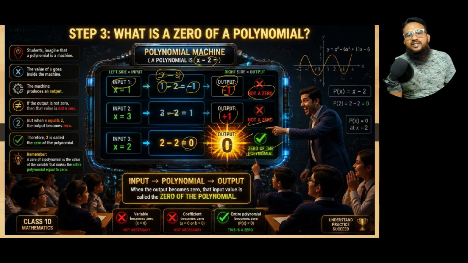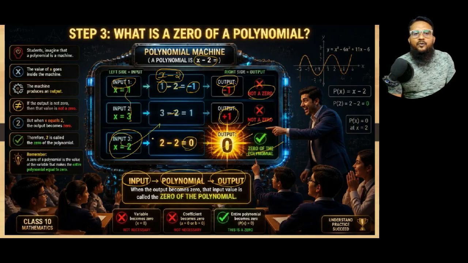Then I change the value of x to 3. 3 minus 2 becomes a positive 1. It is not a 0. Then I changed x value to 2. Then 2 minus 2 becomes 0. Output is 0. So the zero of a polynomial means the output becomes 0. See, input, polynomial and output. When output becomes 0, this input value we call the zero of the polynomial.